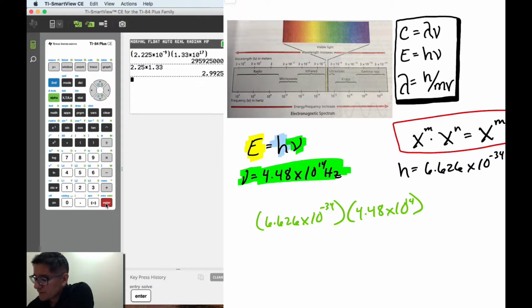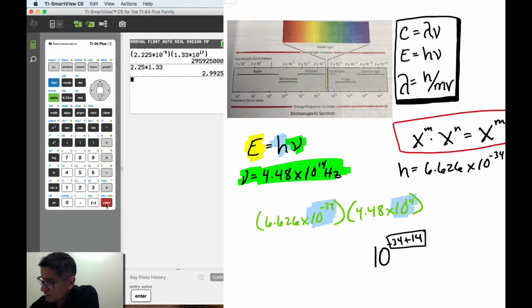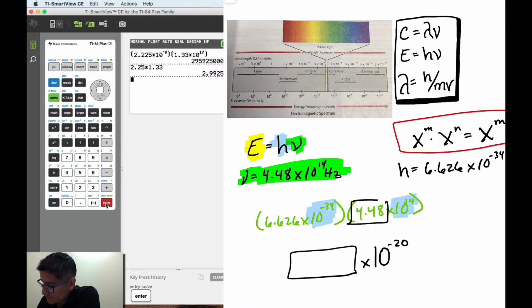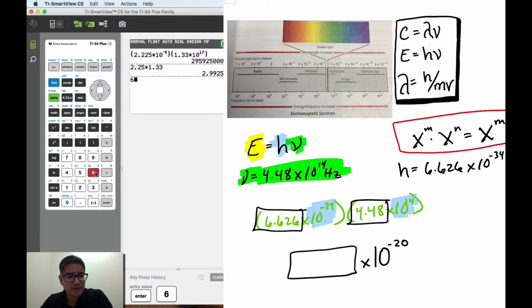So I'm going to work it out the same way I did before. So if you remember, I'm looking at my powers first. So it's going to be 10 to the negative 34 plus 14. Okay, and this will be negative 20, right? So negative 20. And now I have to figure out what comes in this box right here, and that is this number multiplied by this number. So let's go ahead and do that in the calculator.